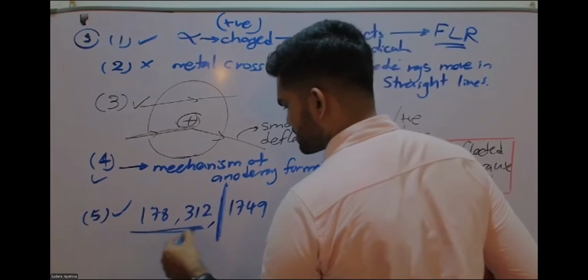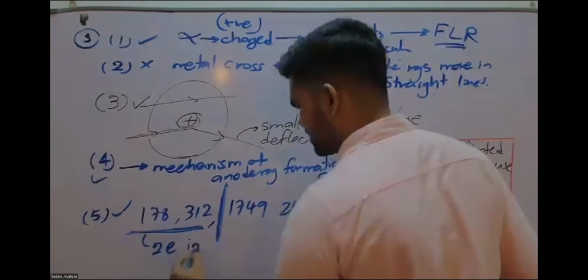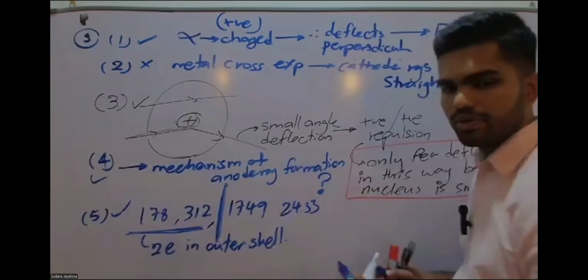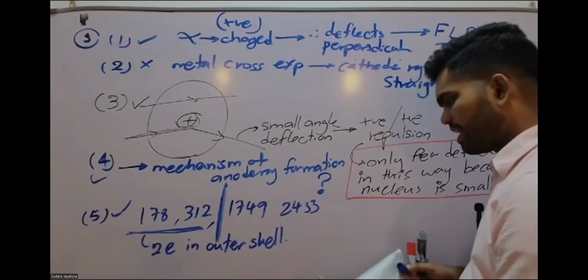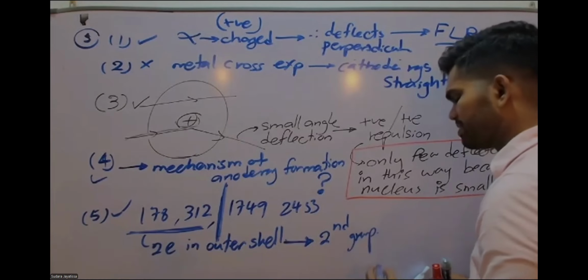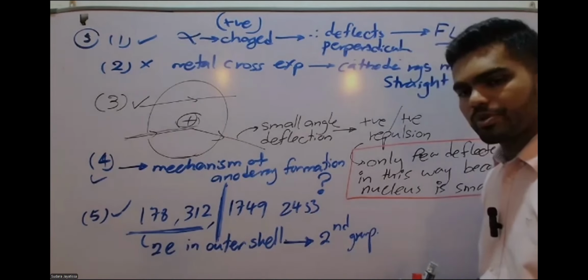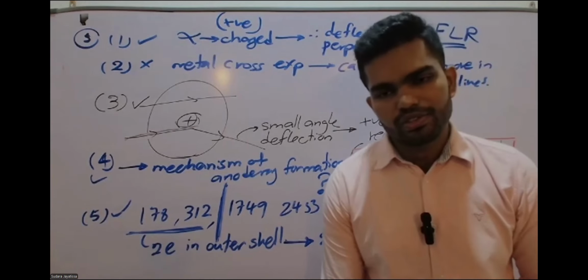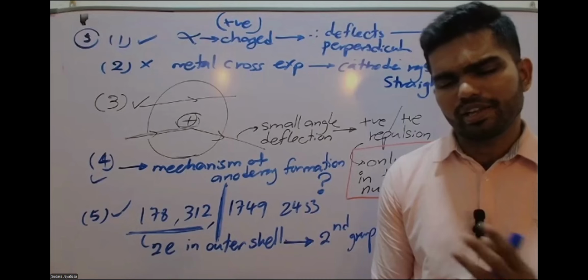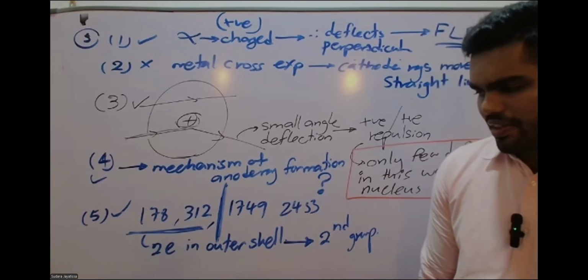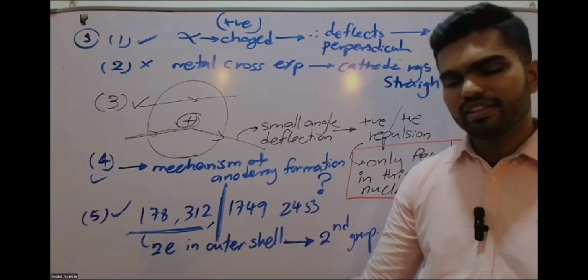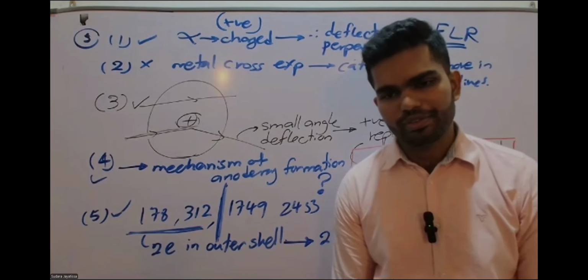So there are 2 electrons in the outer shell. 2e in the outer shell. It's very easy, right? 2 electrons in the outer shell. So therefore, it should belong to the second group of the periodic table. We'll be discussing the periodic table properly at the end of this lesson, I mean the atomic structure. So no need to be confused about the groups and everything. Just leave it there. Anyway, the number of electrons in the outer shell is represented by the ionization energy. Okay, all right.